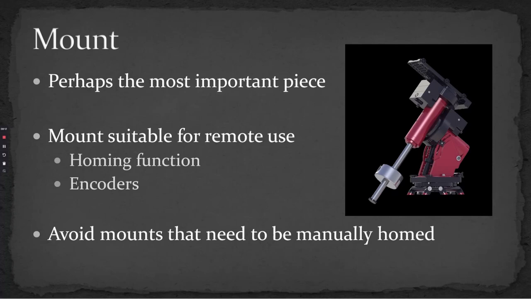Now, the higher end mounts that have absolute encoders provide basically that same functionality through the encoders. But you want to avoid mounts that need to be manually homed. You don't want something that you have to manually move the mount to a home position and then start it up, because you won't be there to do that. So the homing function is probably the most important thing to look for in a mount.